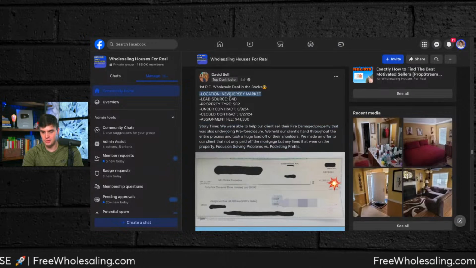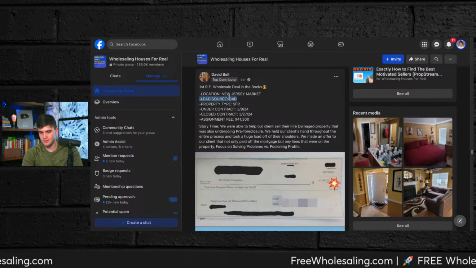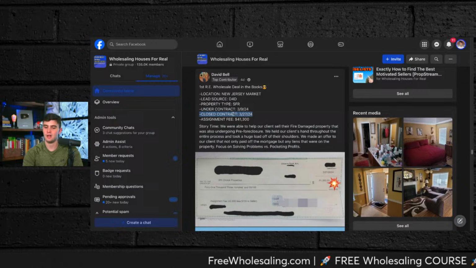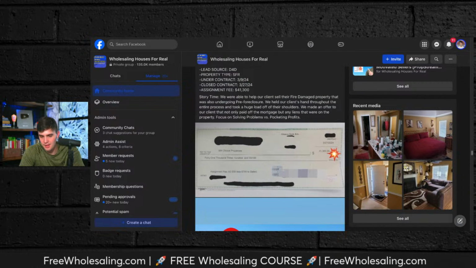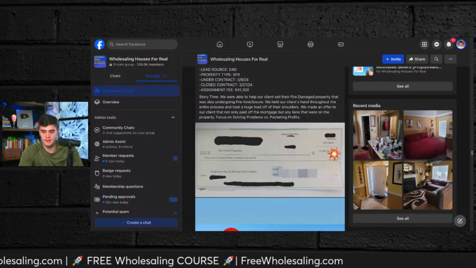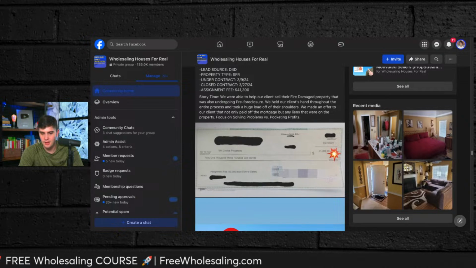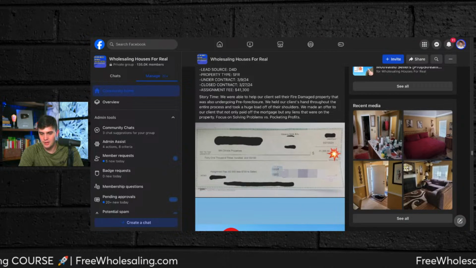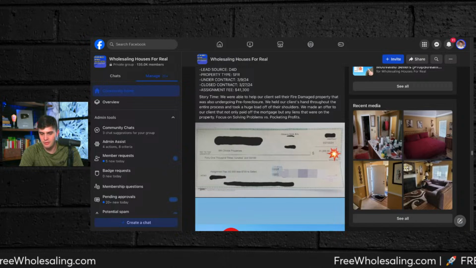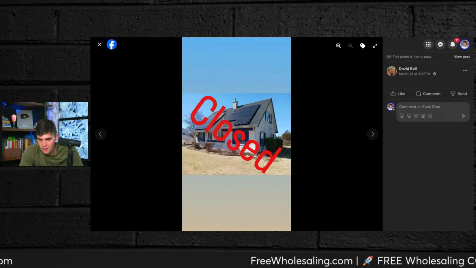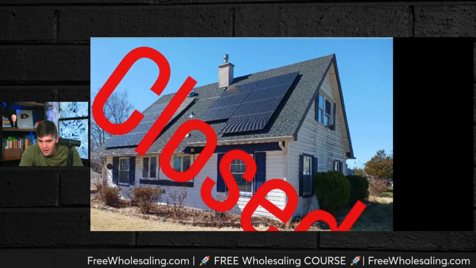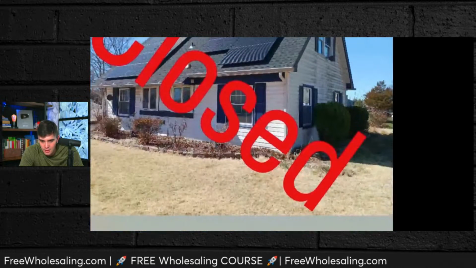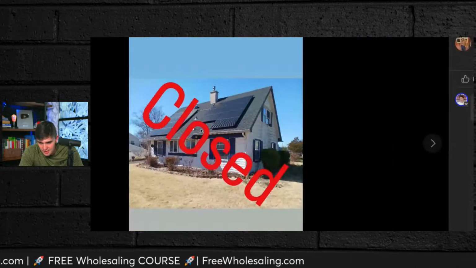$41,000 in New Jersey from driving for dollars. Under contract the 9th, closed it on the 27th. We're able to help our clients sell their fire damage property that was undergoing pre-foreclosure. We held our client's hand throughout the whole process. We made an offer to our client, but not only paid off the mortgage, but the liens are off the property, solving focus versus problems. So this was the deal. As you can see here, there's probably some fire damage on the side here. So, okay, a little bit of motivation. Not really too crazy, right?